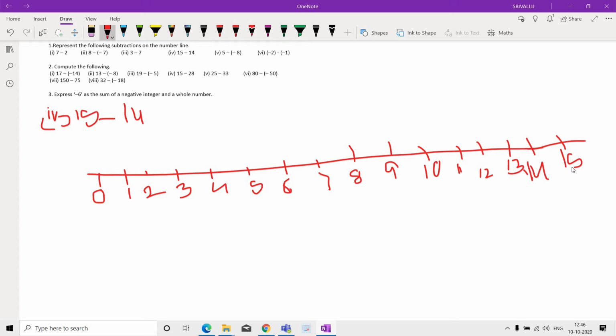So first, I am jumping 0 to 15. They said from 15 subtract 14, so I am coming backward 14 numbers: 1, 2, 3, 4, 5, 6, 7, 8, 9, 10, 11, 12, 13, 14. From 15, I am coming backward 14 numbers.